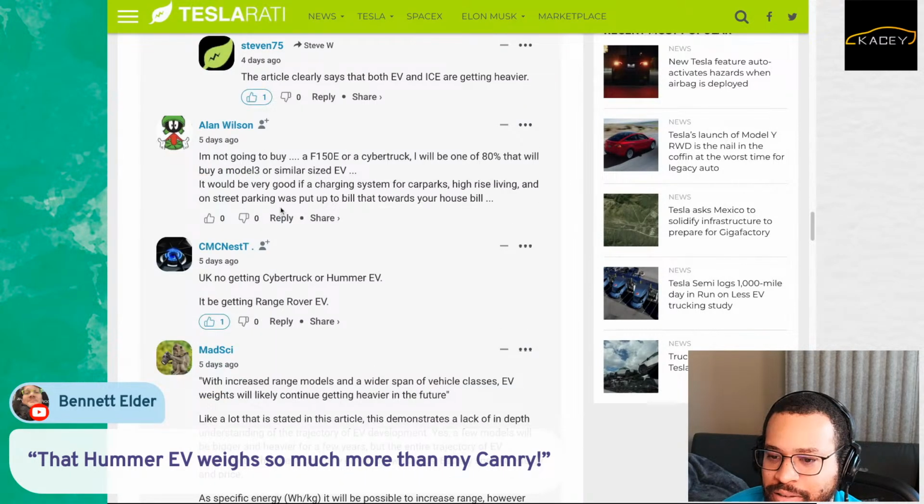I'm not gonna buy an F-150E or Cybertruck. I'll be one of the 80% that will buy a Model 3 or similar sized EV. It would be good if a charging system for car parks, high-rise living, and street parking were put up to the bill towards your house bill. What?